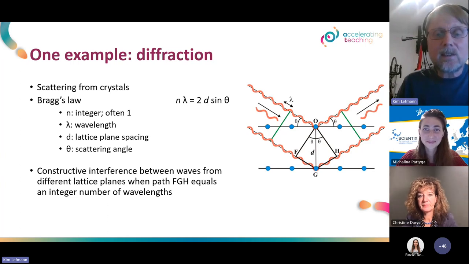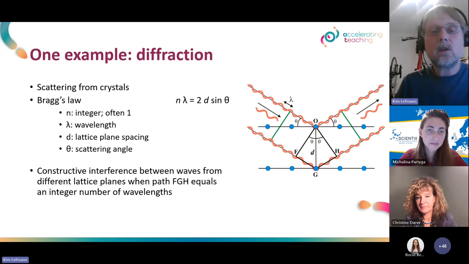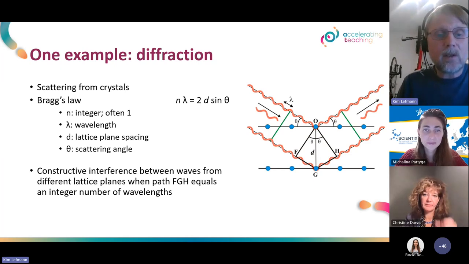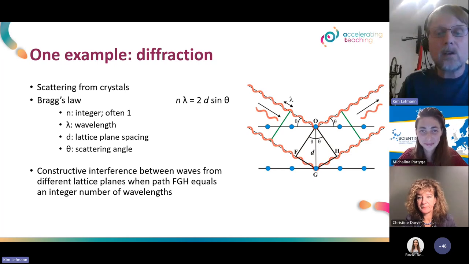And so we have to see that the wave that hits the lowest lattice plane has gone a little further, that amount FGH further than the other wave, and that path, FGH, has to equal an integer number of wavelengths to make it constructive interference. So an integer number of wavelengths must equal the FGH path, which, if you do your trigonometry, is 2 times d, where d is the spacing between lattice planes, times sine of theta. Theta is known as the scattering angle. Theta is also here by equivalence of triangles.